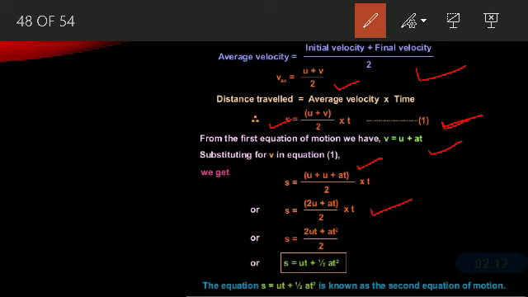This will become 2u plus at divided by 2 multiplied by t. Now multiply with t internally, you will get 2ut plus at square upon 2. So after rearrangement, we will get s equals to ut plus half at square. This is the second equation of motion.